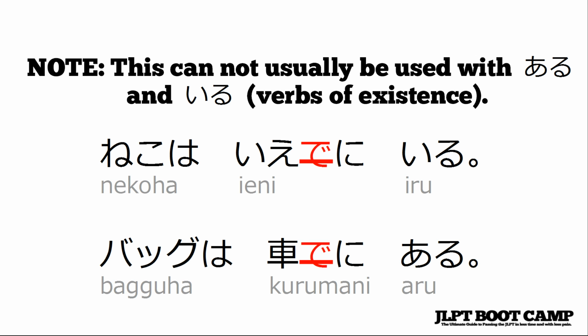So if you look at these two sentences, neko wa ie ni iru. So the cat is in the house. Can't use de. The cat has to be doing something if you want to use de in this particular situation. Same with bagu. Bagu wa kuruma ni aru. So the bag is in the car, basically. The bag isn't doing any actions, so it's ni.